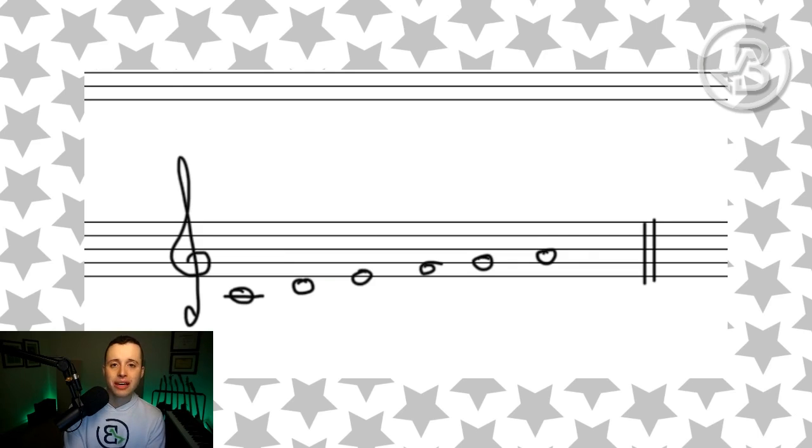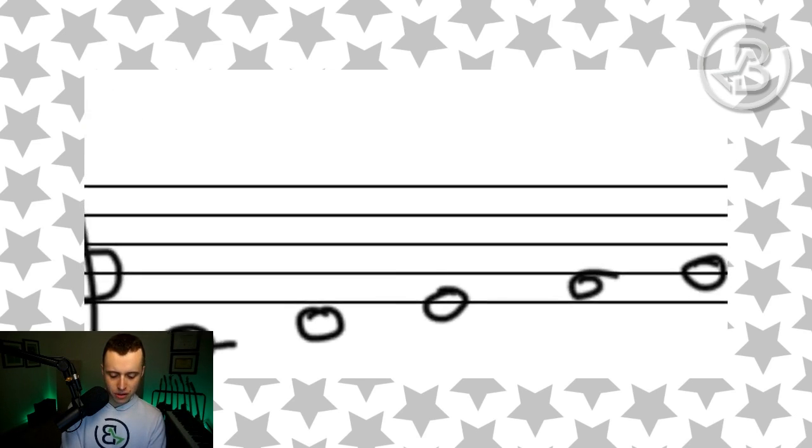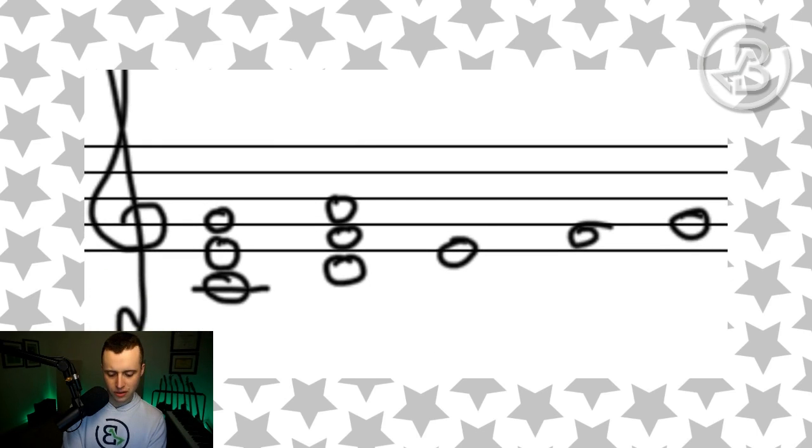Now, because C major, there are no sharps or flats, we could say this is with a key signature, or we'd say it's not with a key signature. It doesn't really matter because there are no sharps or flats. Okay, now step number 2 is we have to build a snowman for every single scale degree.